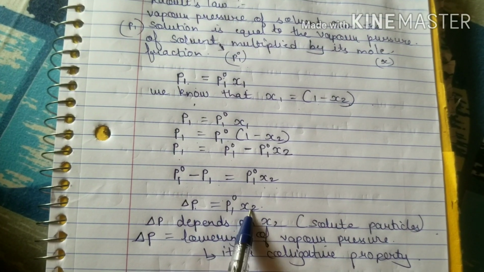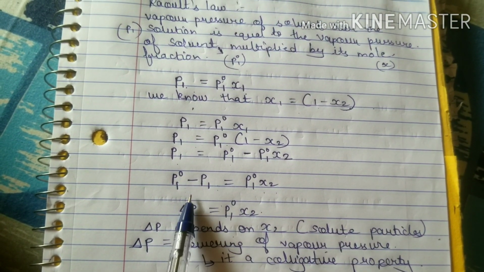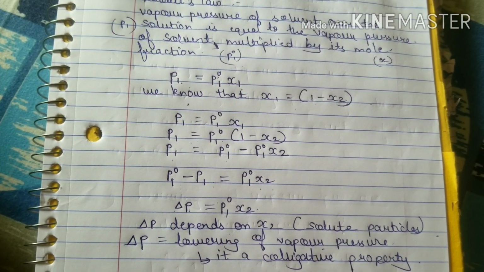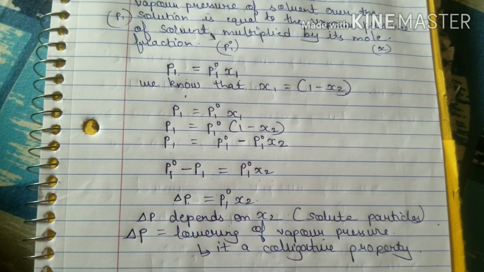Okay, and X2 is nothing but the mole fraction of solute particles. And this delta P is nothing but your lowering of vapor pressure, and this is the first colligative property. Now next we are going to study the relative lowering of vapor pressure.